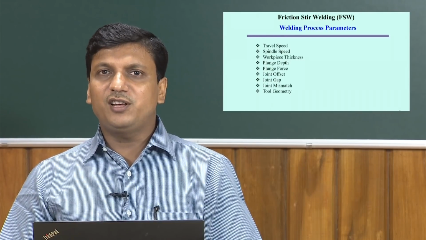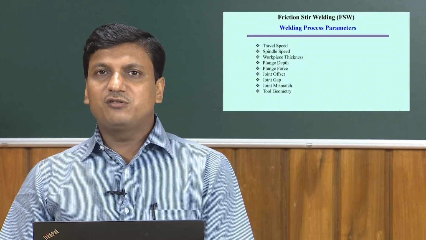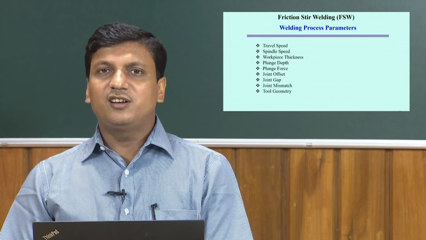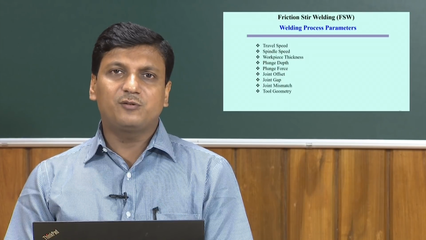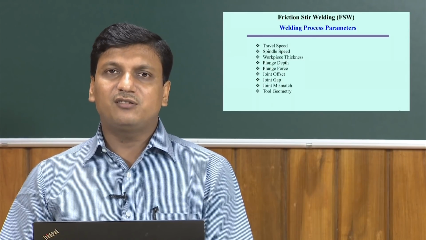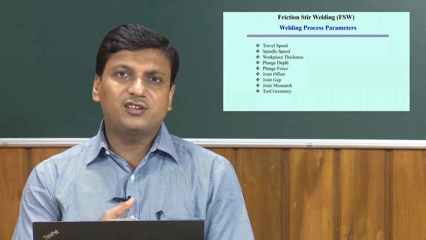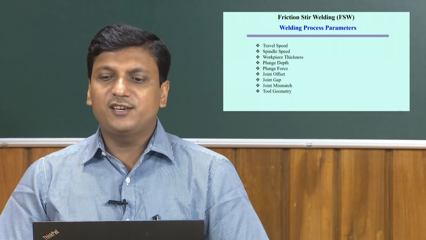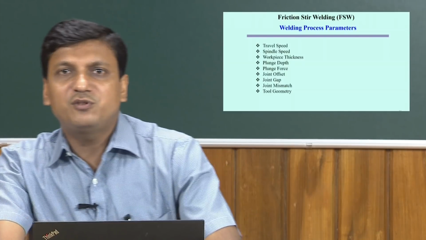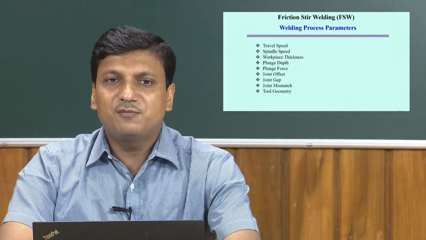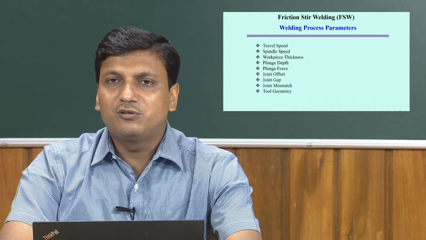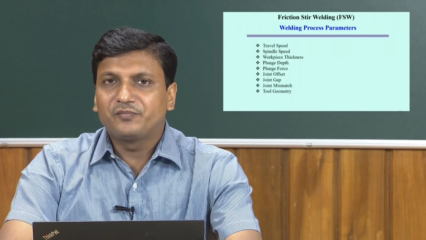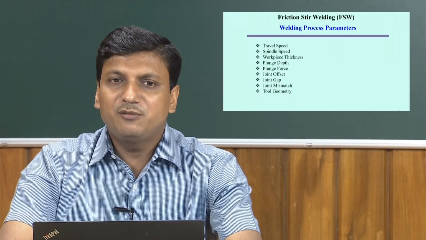Normally, if we try to join copper and aluminum, one is the harder material and the other is the relatively softer material. The tool pin is normally shifted towards the softer material, so that the volume mixing between the aluminum and copper can be controlled by simply offsetting the tool. So, this is another significant parameter for joining of dissimilar materials.